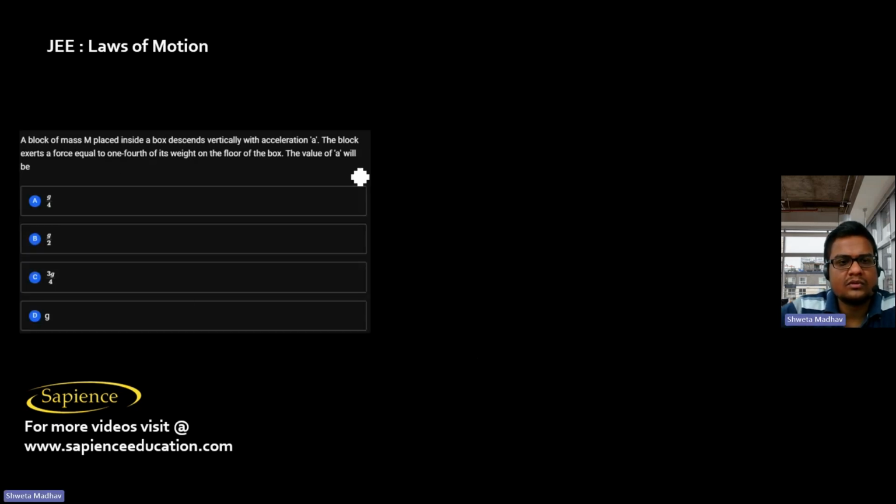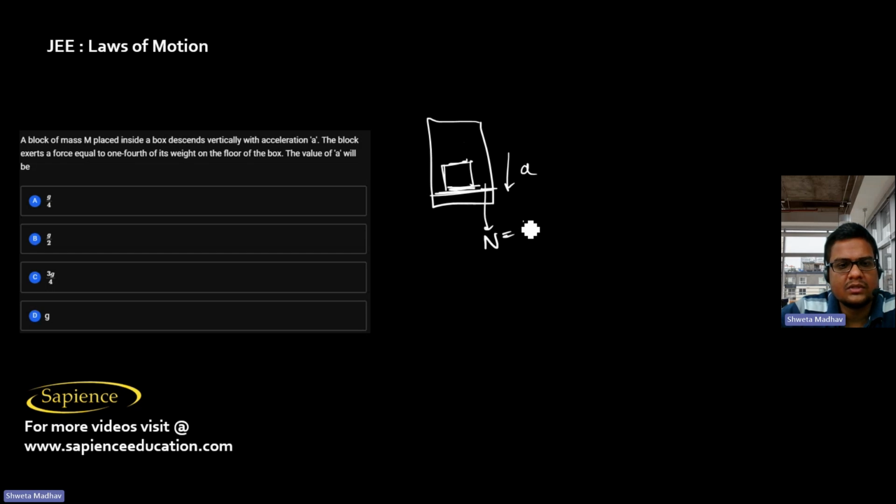Here it is told that a block of mass m is placed inside a box, which descends vertically with acceleration a. The block exerts a force equal to 1/4 of its weight on the floor. The normal reaction exerted on the floor is 1/4 of mg. Its weight is mg. So here it is told the normal reaction is 1/4 of mg. Then the acceleration a will be how much?